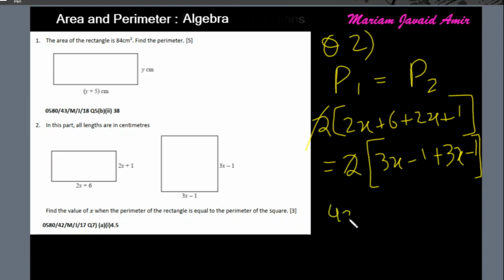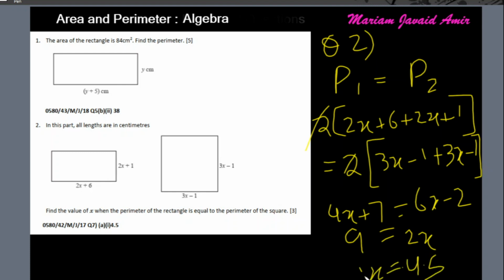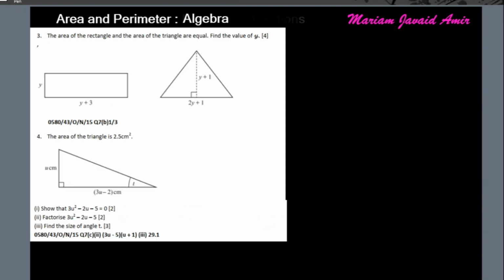We get 4x plus 7 in the left hand side and 6x minus 2 to the right hand side. I'm taking minus 2 to the other side, becomes 9. 4x to the other side, this becomes 2x. So x equals 4.5 for question 2. Question number 3.